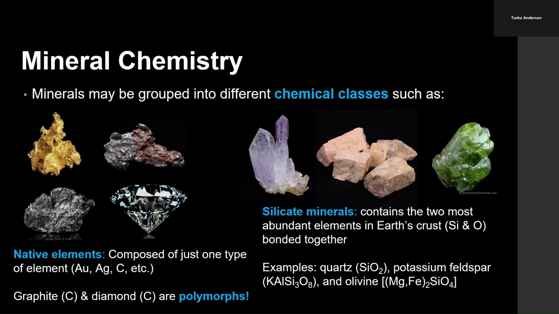There are various ways, one being classifying native elements, which are minerals comprised of just one element like gold or silver. Some minerals can be polymorphs, which is any mineral that has the same chemical formula but a different atomic structure, such as granite and diamond. When the mineral is made of more than one element, we classify them by the element they contain the most of.